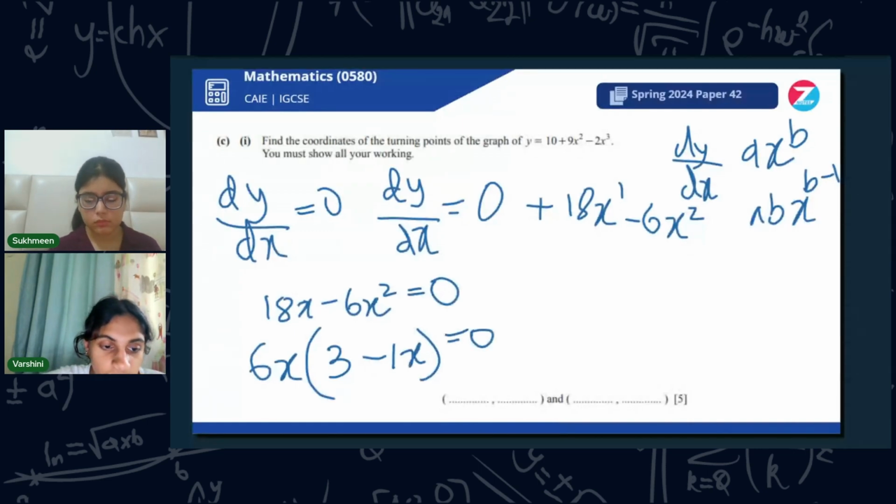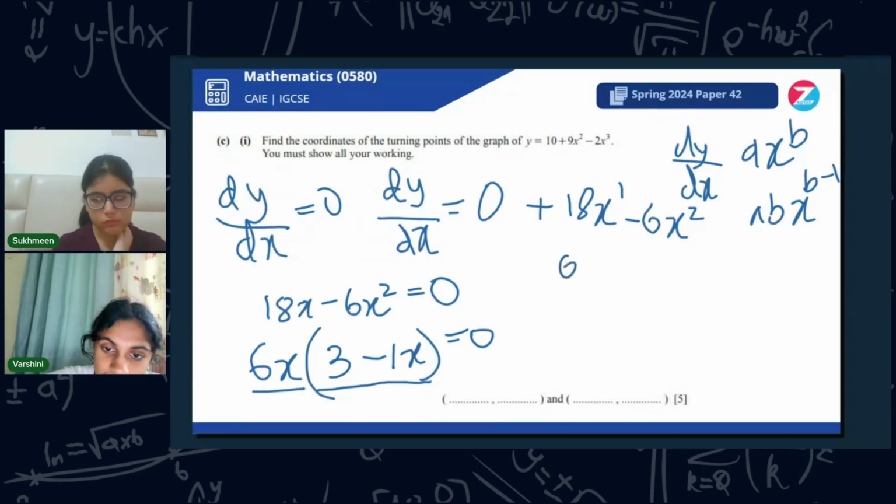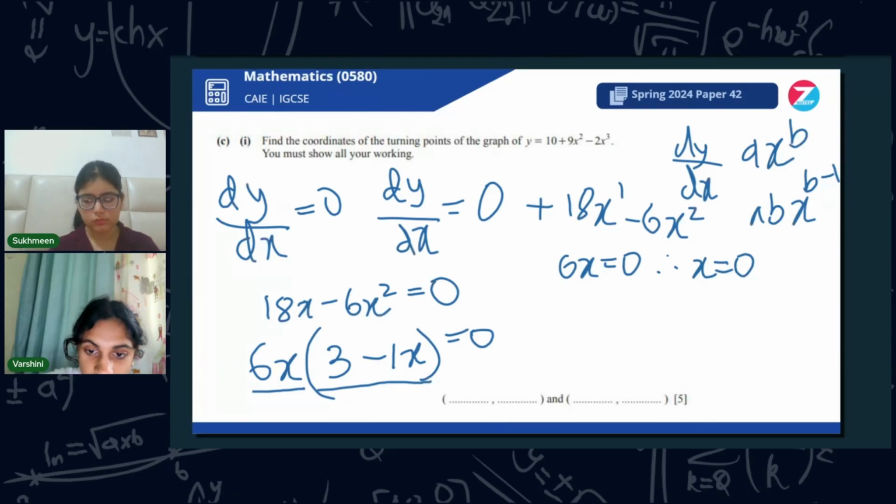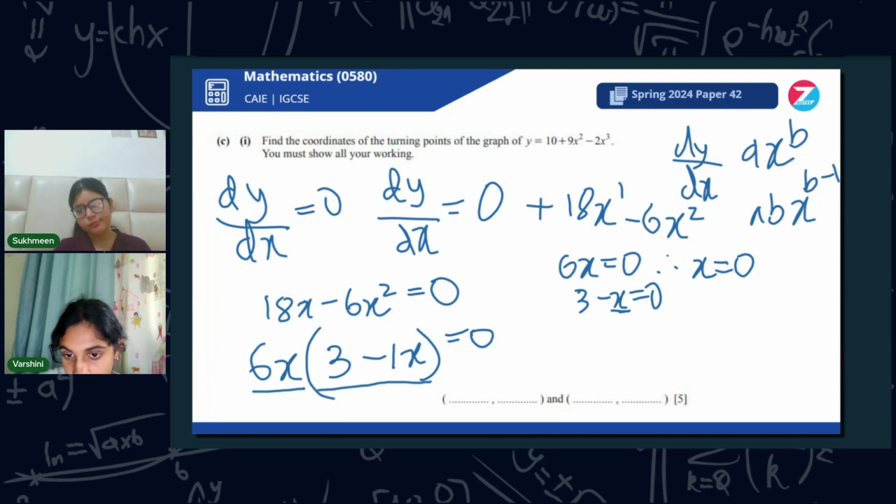We know that 6x times (3 minus x) is going to give us 0. So 6x equals 0. Hence, we can say that x is going to be 0 for the first turning point, because if we divide 0 by 6, we just get 0. Next, we know that 3 minus x equals 0. If we make x the subject of the formula, let's move it to the other side to get rid of its negative sign. We'll add x on both sides, and we should get 3 equals x. So x is going to be 3.